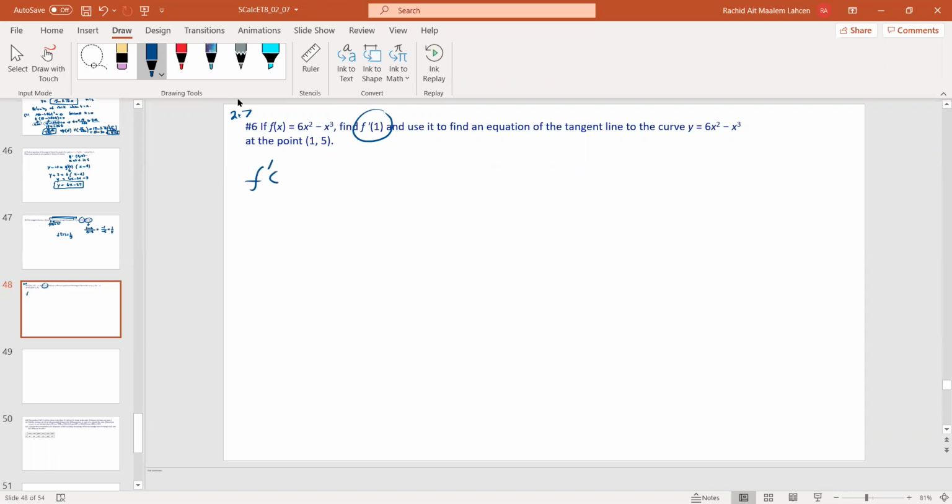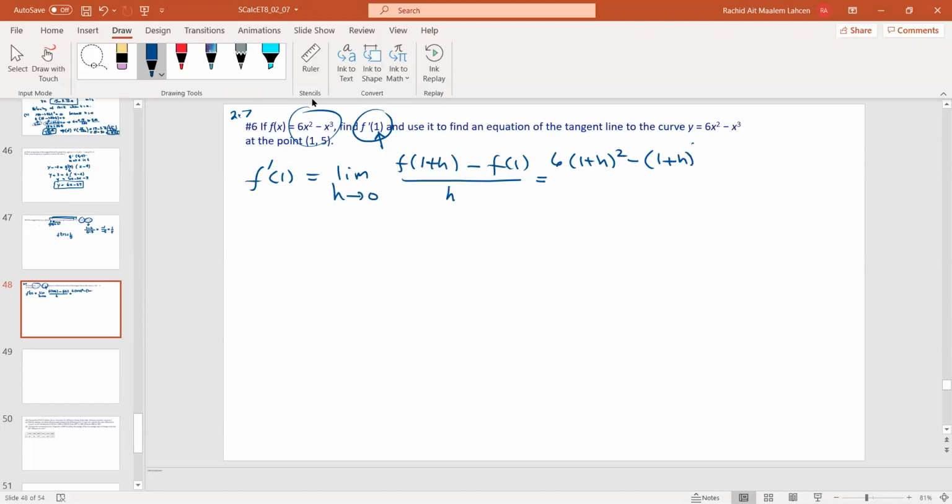So now we just go ahead and use the definition, and now it's f of 1 plus h minus f of 1, all over h, which will take 6 times 1 plus h squared minus the function 1 plus h cubed, minus f of 1. F of 1 is 6 times 1 squared minus 1, just to show.